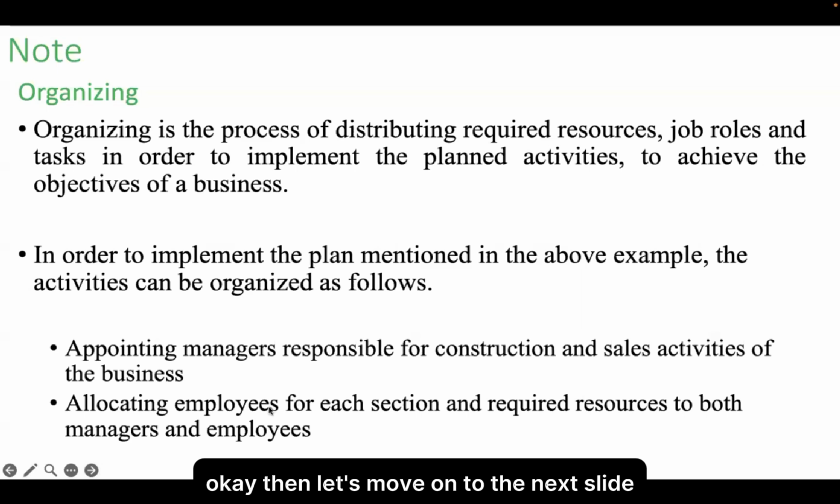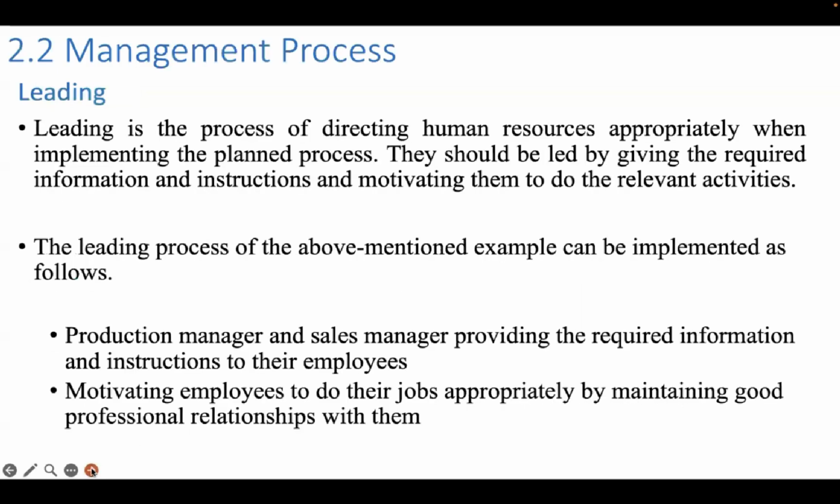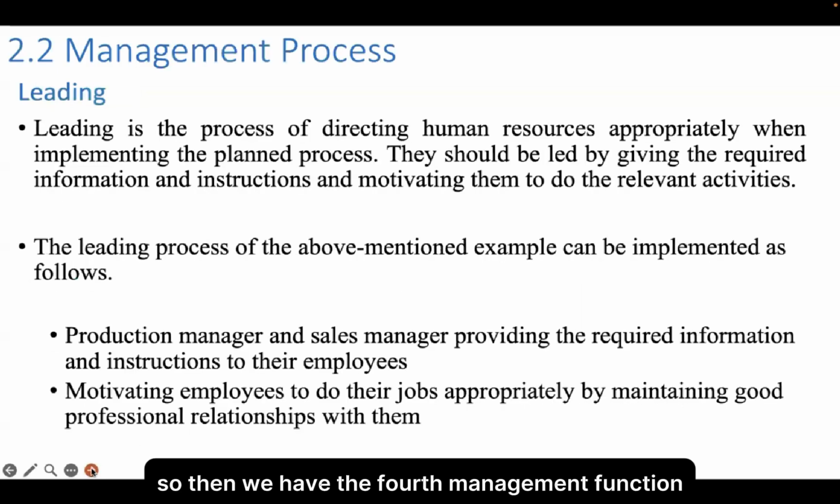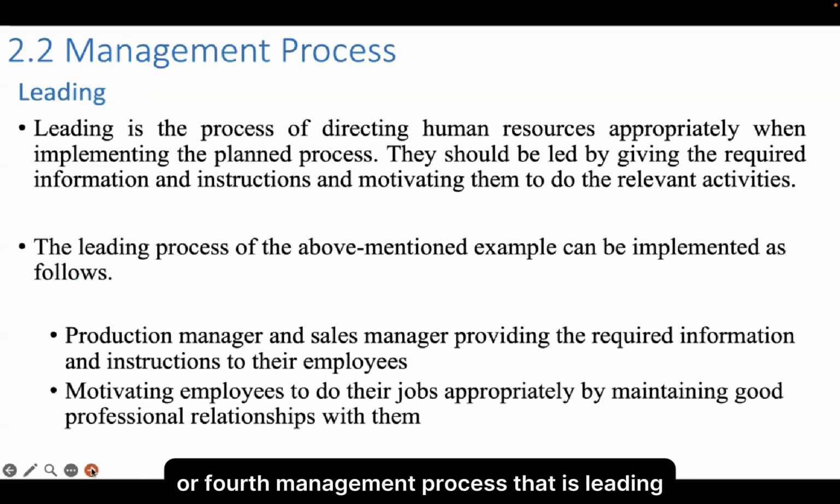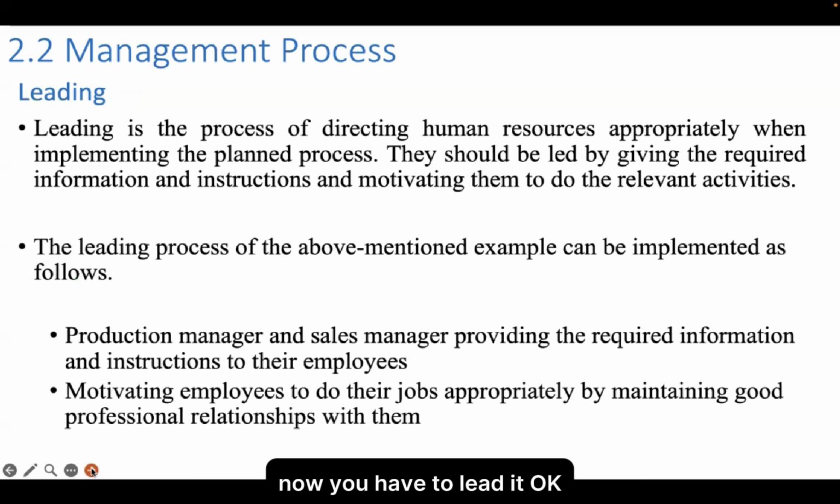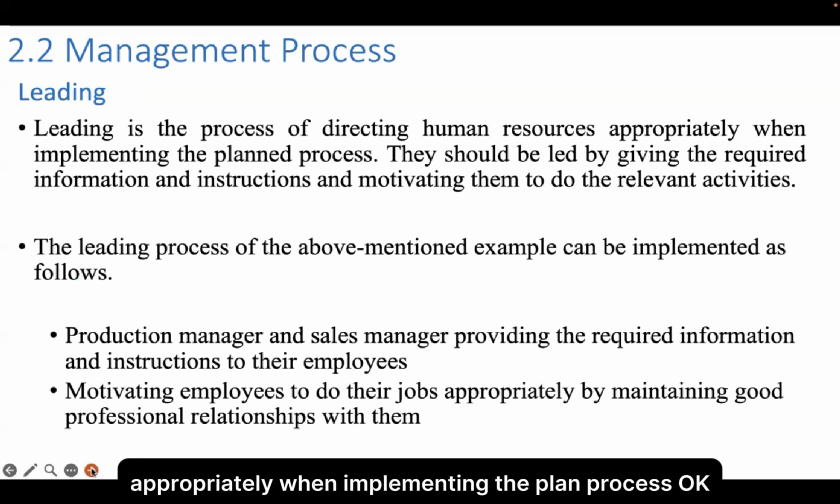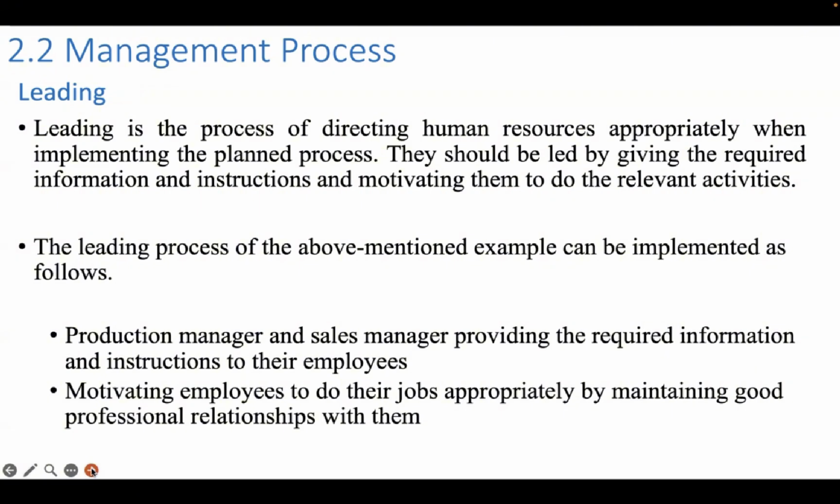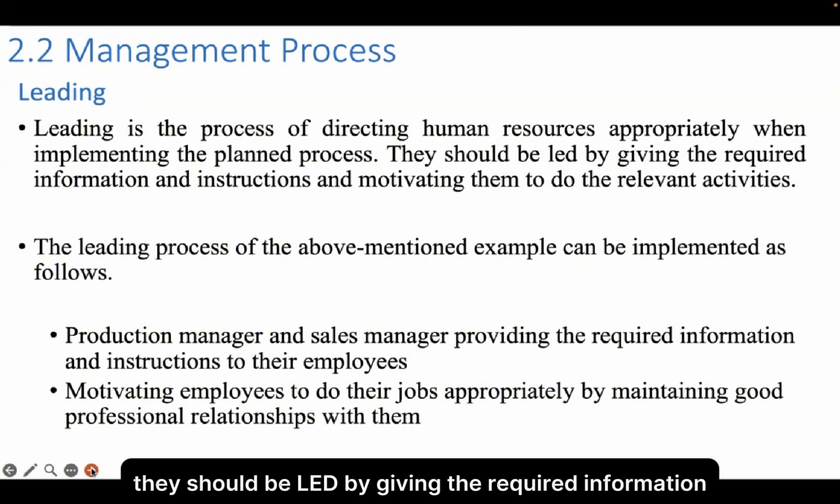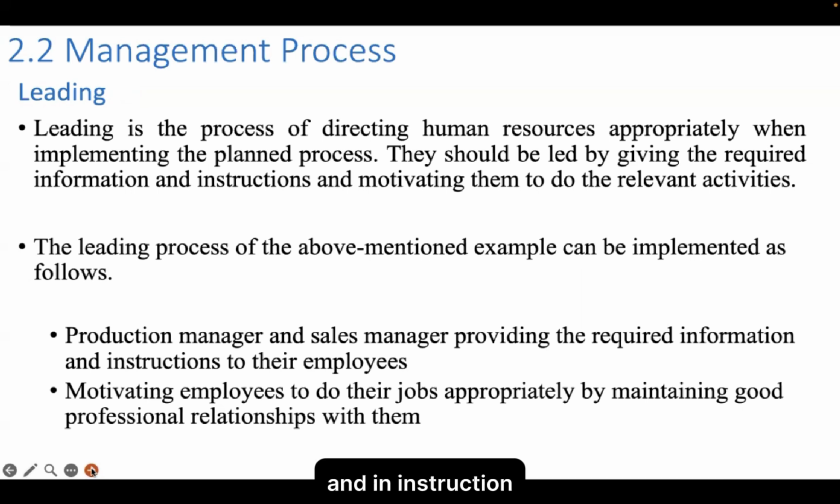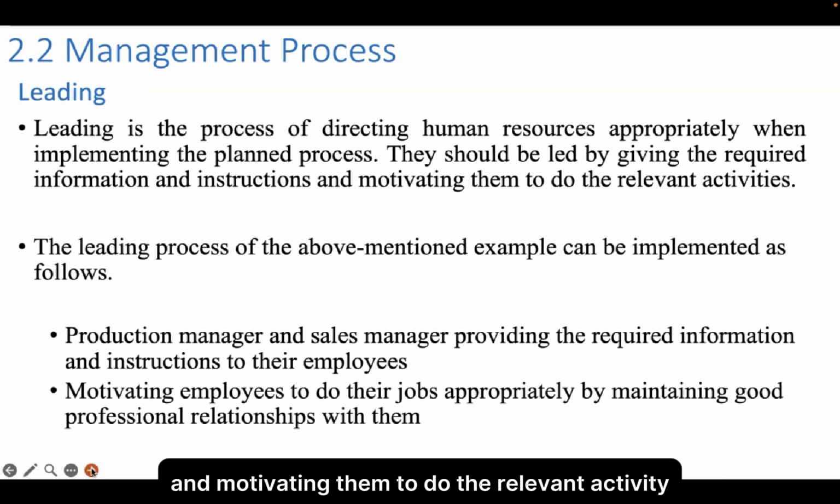Okay, then let's move on to the next slide. So then we have the fourth management function or fourth management process, that is leading. So first you planned it, then you organized it, now you have to lead it. Leading is the process of directing human resources appropriately when implementing the planned process. They should be led by giving the required information and instruction and motivating them to do the relevant activity.